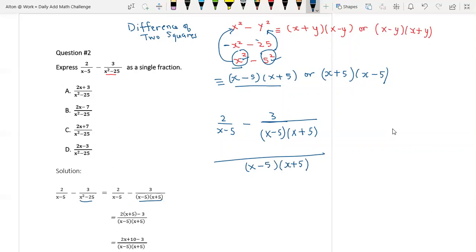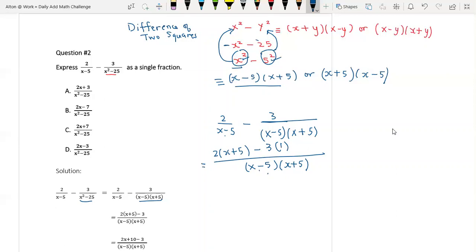So as you would normally work fractions, you would divide the LCM by the first denominator. So if you do that, the x minus 5 will cancel out with this x minus 5. So you're left with x plus 5 multiplied by 2. And then you are subtracting your 3. Of course, this LCM divided by x minus 5 by x plus 5 gives you 1. So it's 1 by 3.